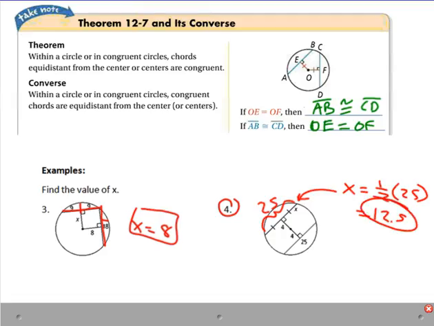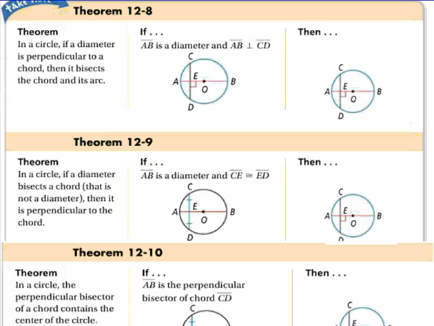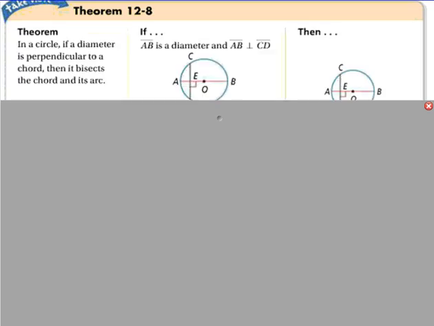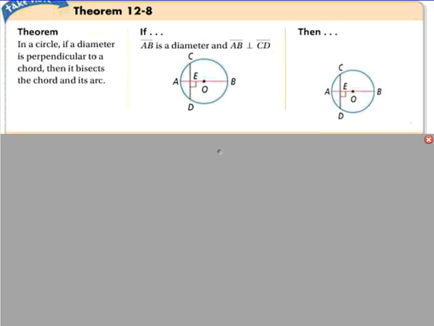All right, going on. Guess what? I think I've got 3 more theorems for you. And these are the ones that get a little more tricky. So really think about these. Theorem 12.8 says, in a circle, if a diameter is perpendicular to a chord, so again, we've got a diameter, and it's perpendicular to this chord CD here, then what do we know? It bisects the chord and its arc.